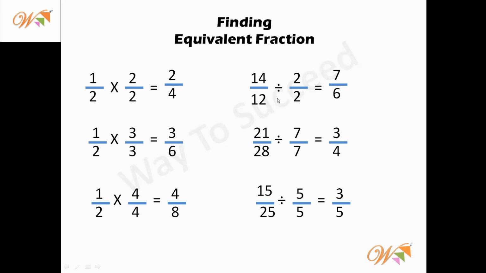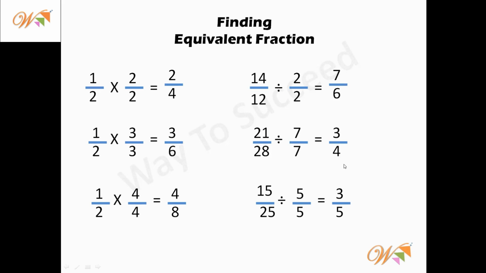Similarly, 21/28. Now we have to divide the numerator and denominator by the same number. So we'll have to divide them by the common factor. We'll have to see which number can divide the numerator and denominator both. So I can see 21 can be divided by 7, 28 also can be divided by 7. So I'm dividing 21/28 by 7/7. I get the answer 3/4.